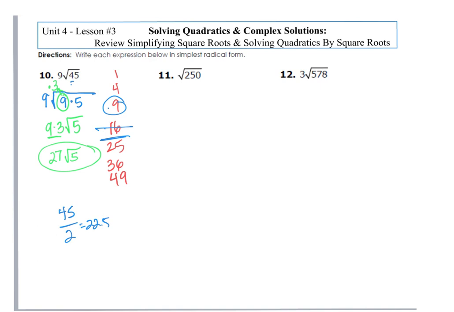Okay, so we have number 11. We have the square root of 250. Nothing on the outside, so we won't have any extra multiplying here. So right now I'm just thinking, oh hey, it ends in 0. I'm thinking that's the same thing as 25 times 10, and 25 is a perfect square.